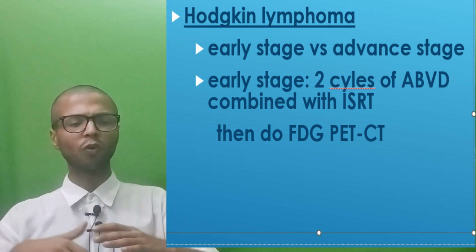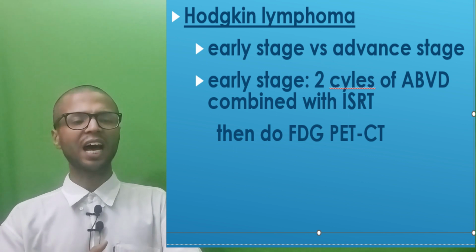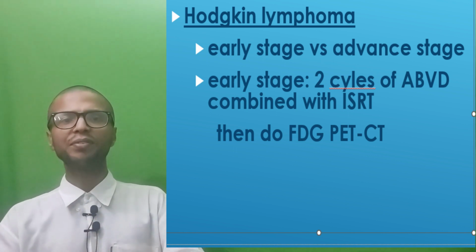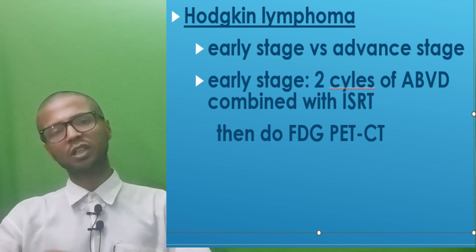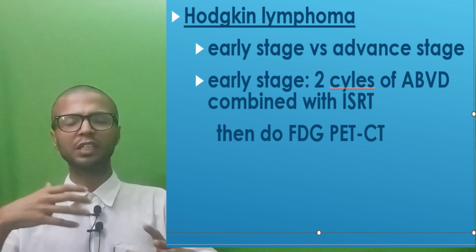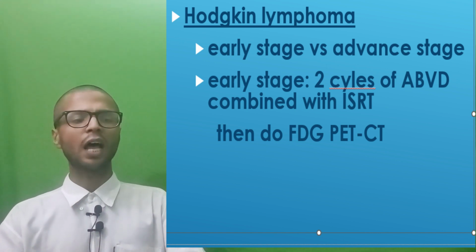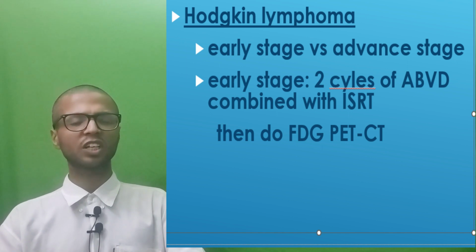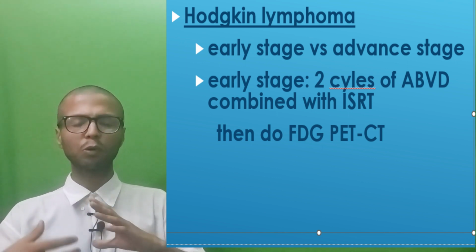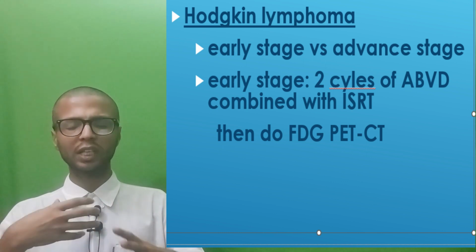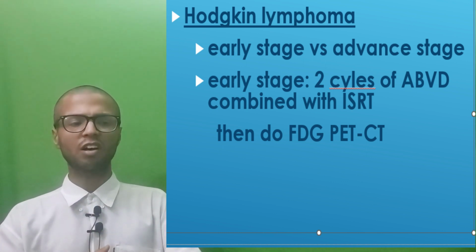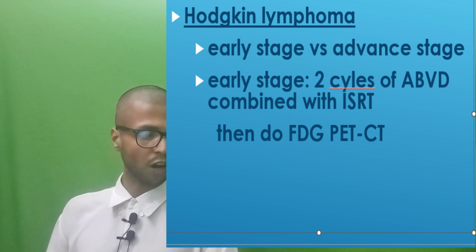We then do a fluorodeoxyglucose PET scan after 2 to 4 cycles of ABVD. Here I have written 2 cycles, but you can go up to 4 cycles depending upon additional risk factors. And after that we do a fluorodeoxyglucose PET CT scan to look for metabolic activity, or whether there has been remission or not. So this is for early stage.